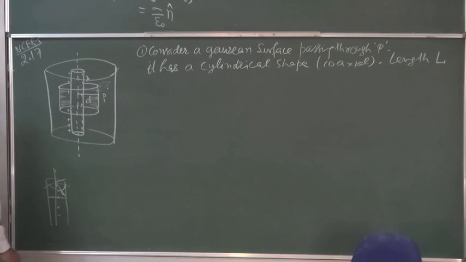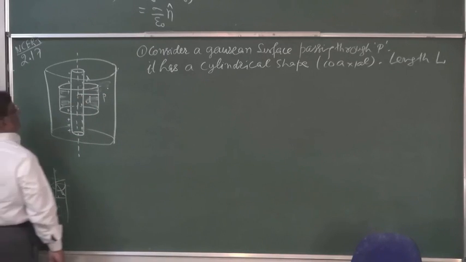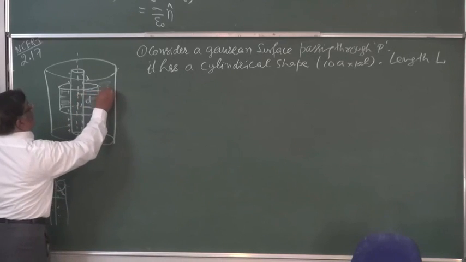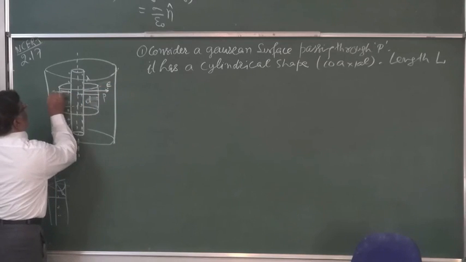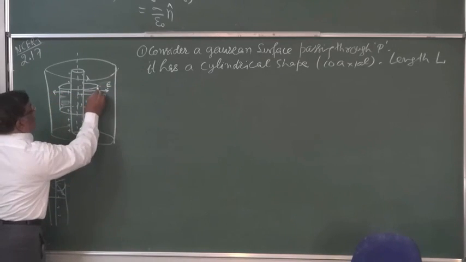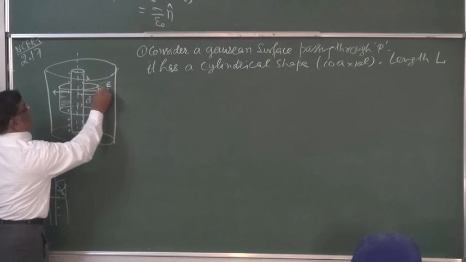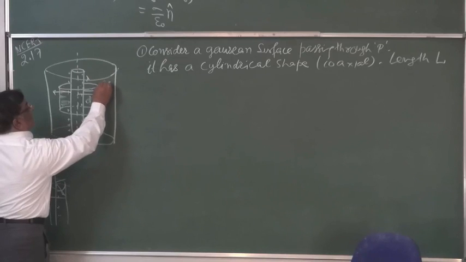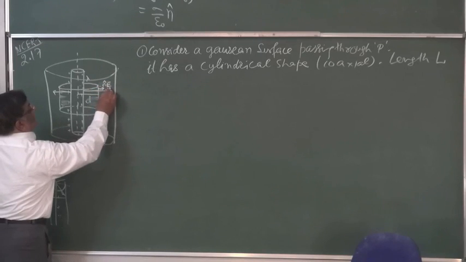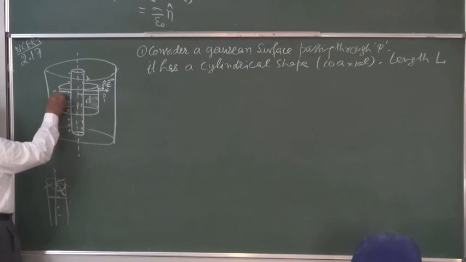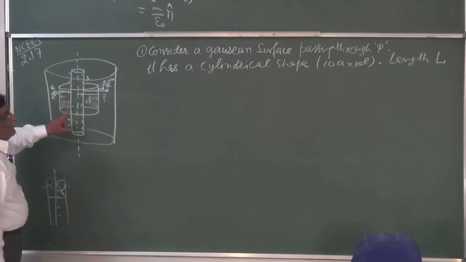In this Gaussian surface, what is the direction of the electric field? The electric field is always normal to the surface, so this is the direction of the electric field. Now, if you consider here, the area vector is here, area vector A, and this is electric field E. They are making angle 0. Here also, area vector and electric field make angle 0 for the curved surface.